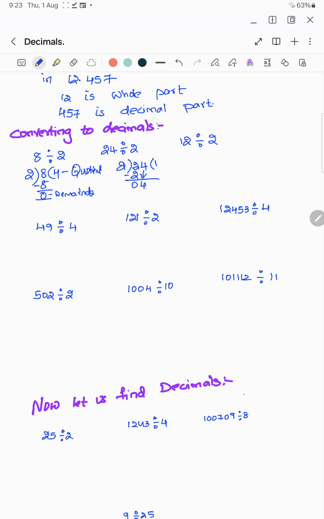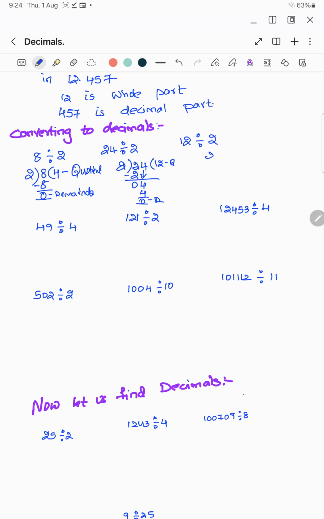If it is not divisible by 2, we check for the number which is less than this number and that is divisible by 2. Okay, so 2 into 2 is 4. So this number is divisible by 2. Now this is the quotient and this is the remainder.